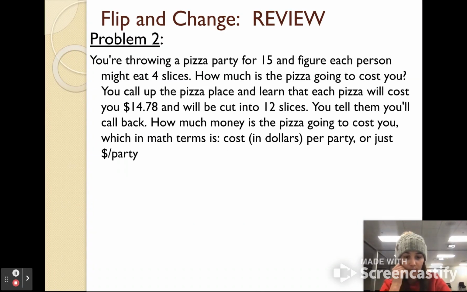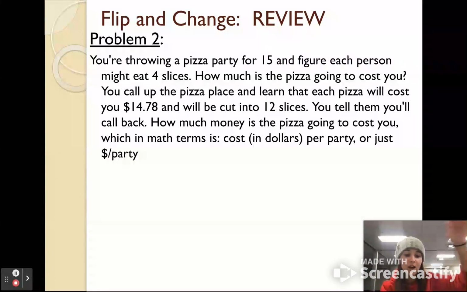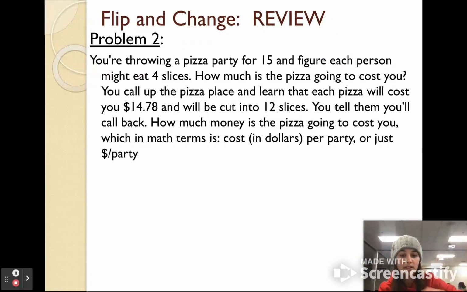Cool. Let's do another problem. So once again, the first step that you're going to do, I want to write down what is my known and what is my unknown, right? Because I'm trying to get from what my known information is to my unknown information.